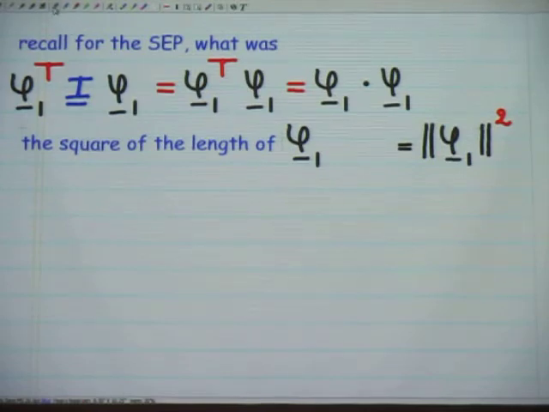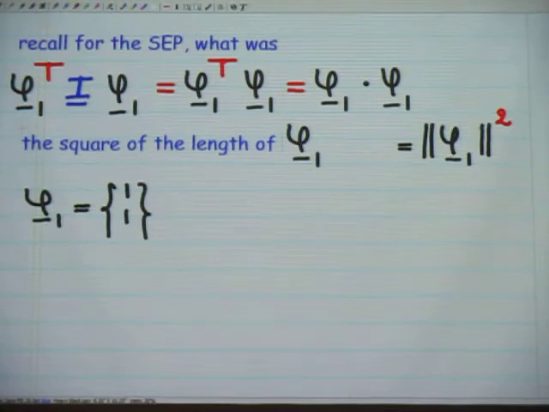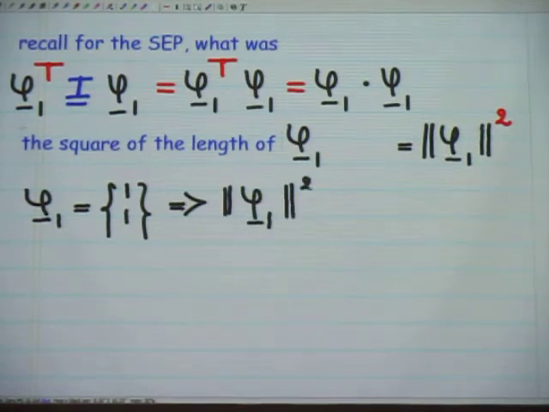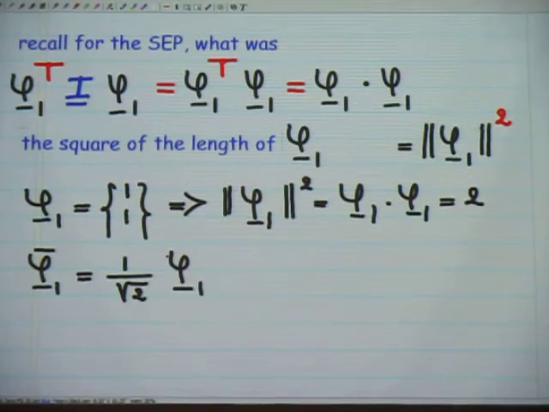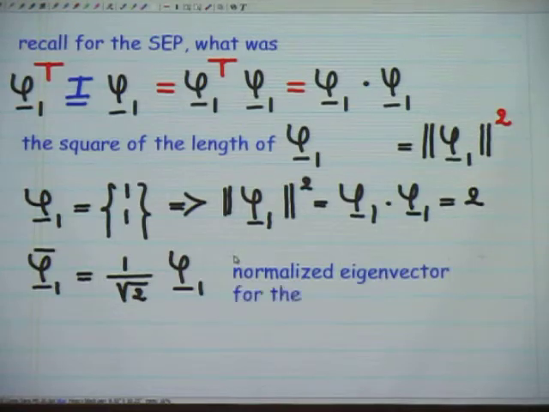Remember for the standard eigenvalue problem, we found phi1 is a column matrix with the coefficients 1, 1. So therefore, the magnitude of phi1 squared, which is phi1 dot with phi1, is equal to 2, right? And the length is equal to square root of 2. That's why when you normalize, you divide by the length. From meeting 14, the normalized phi1 bar is 1 over square root of 2 times phi1. This is called the normalized eigenvector for the standard eigenvalue problem.